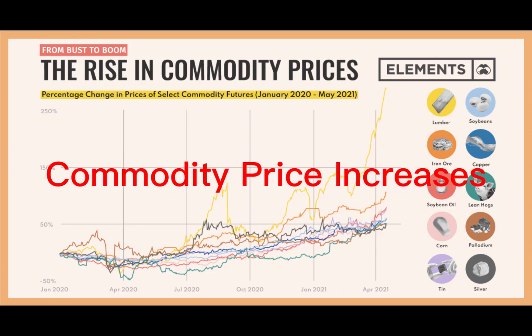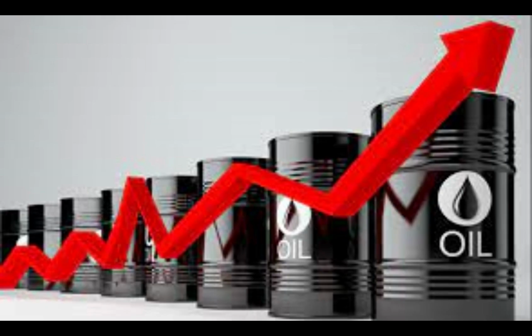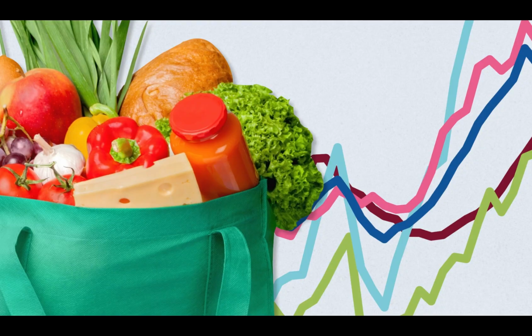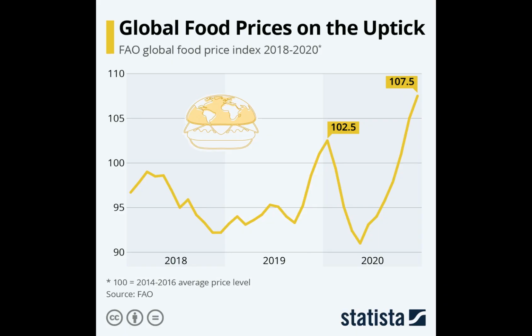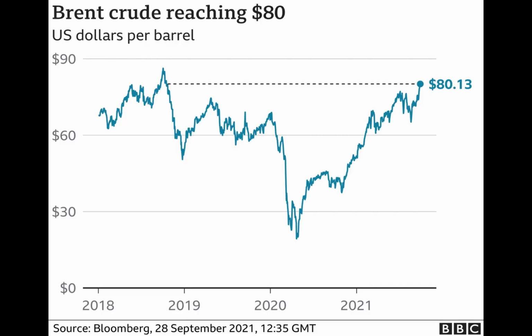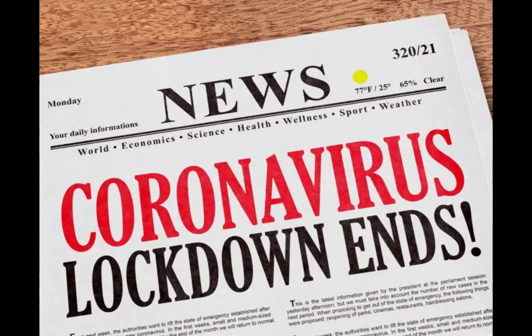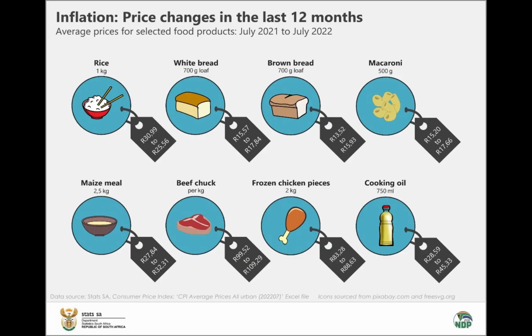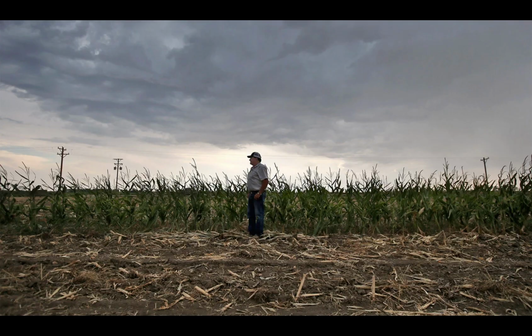Second, commodity price increases. Commodities such as oil, food, and metals saw significant price increases in 2021. For example, the price of oil increased as demand picked up following the easing of lockdowns and travel restrictions, while food prices rose due to supply chain disruptions, weather-related crop damage, and other factors.